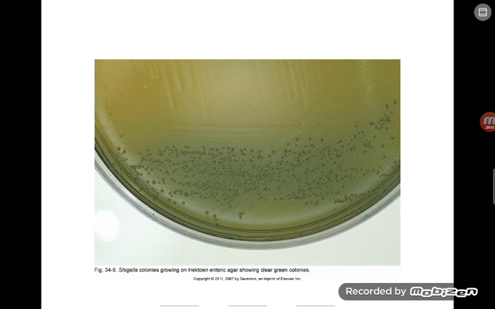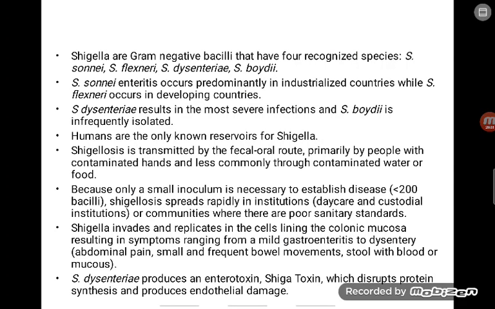This is an example of Shigella. Shigella is a gram-negative bacillus and a member of the Enterobacteriaceae family. It has four recognized species, which are Shigella sonnei, Shigella flexneri, Shigella dysenteriae, and Shigella boydii. Shigella sonnei enteritis occurs predominantly in industrialized countries, mainly European countries, while Shigella flexneri occurs in developing countries such as Iraq and other countries in the region. Shigella dysenteriae results in the most severe infections, but Shigella boydii is infrequently isolated.